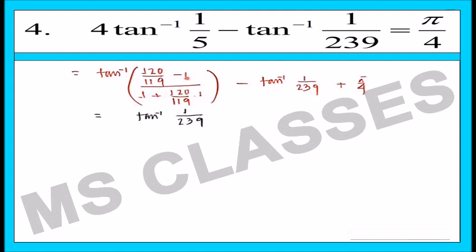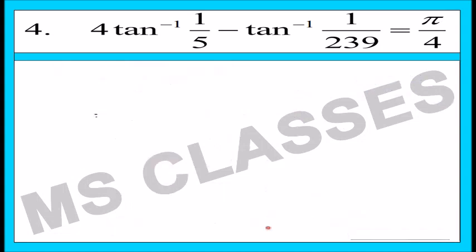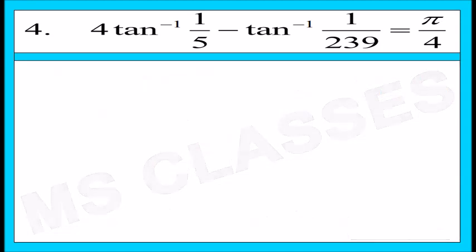Tan inverse of (120 − 191)/(120 + 192) minus tan inverse of 1/239 plus pi by 4. The sum is easy. Just this technique is important. We come to question number 5.